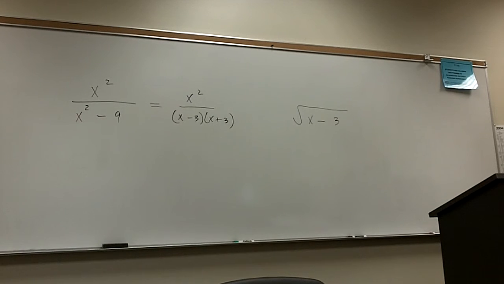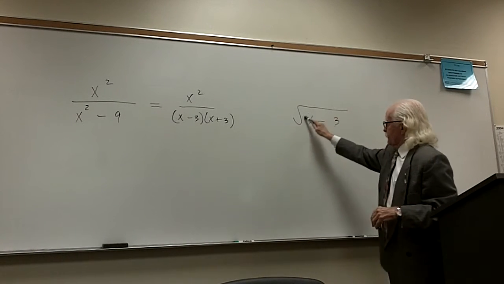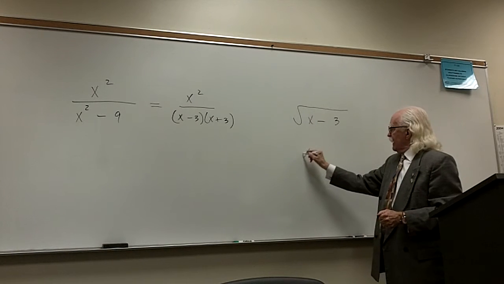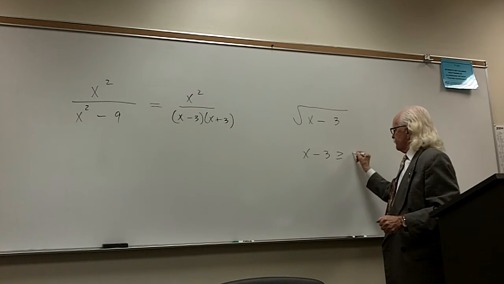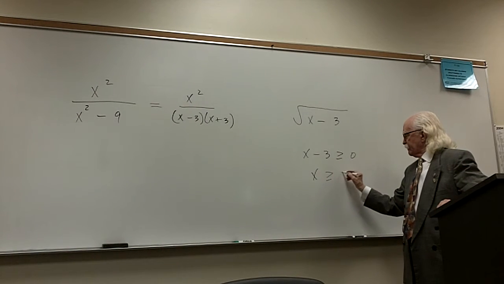Because, listen to me, the discriminant has to be a positive number. The discriminant has to be greater than or equal to 0. You know what the discriminant is? The number inside of the root. That's the discriminant. So x minus 3 has got to be greater or equal to 0. That says that x has got to be greater or equal to what?